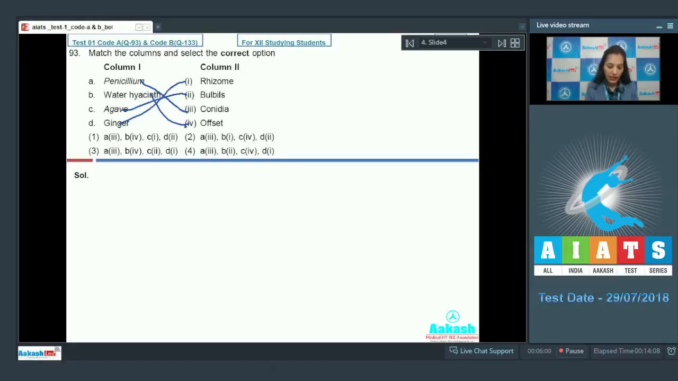So you can match now A 3, B 4, C 2nd and D 1. So by analyzing all the options, we can conclude that the correct option for this is option number 3. So answer 3. So the next question is question number 94.